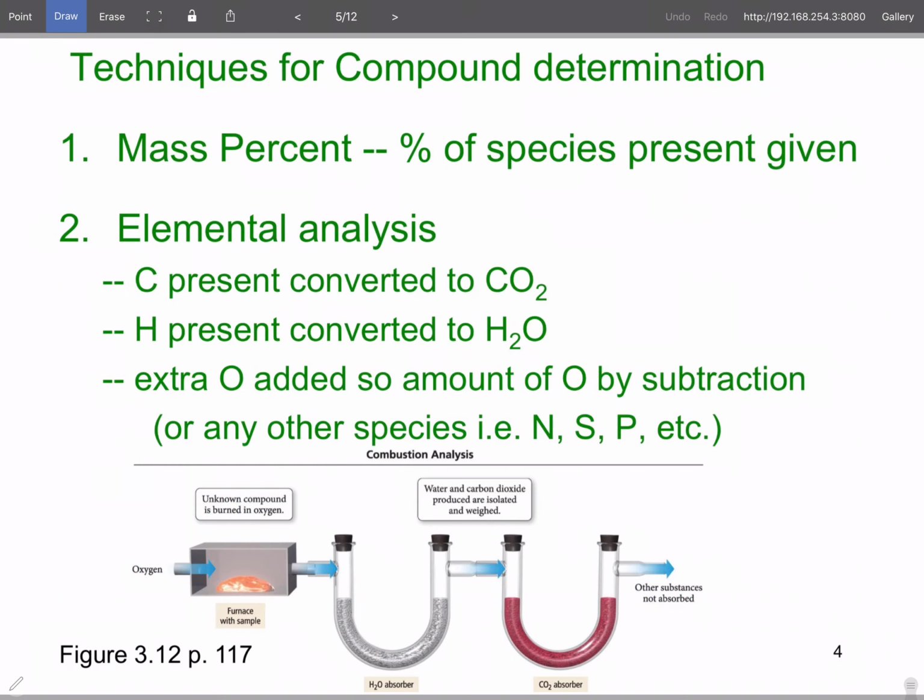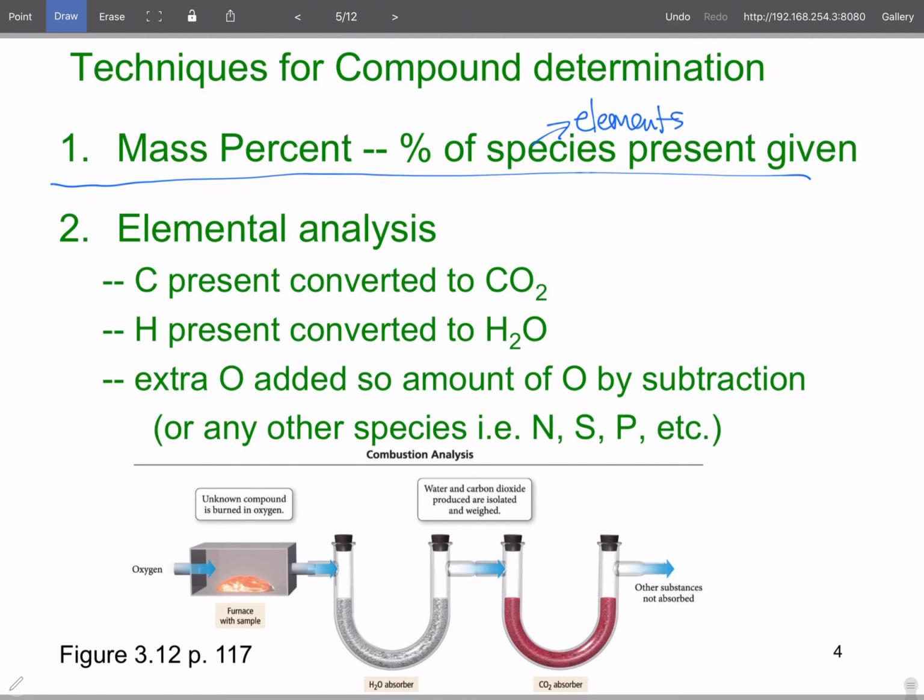Now, how do you determine the formula of a compound from the percentages? Okay, well, there are a couple ways to do this. First one is the most straightforward. That's mass percent. That is strictly you take the percentage of the species present, and by species I mean the elements.